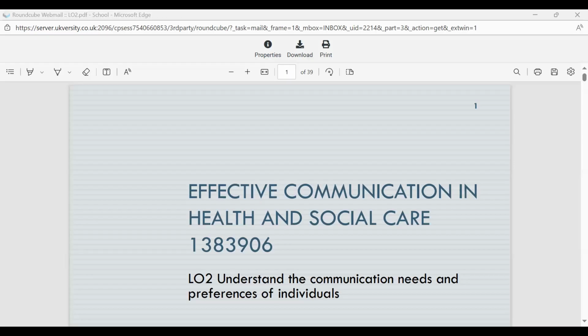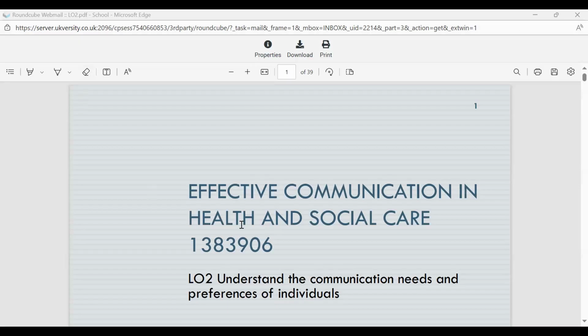We also looked at elements of reducing conflict and supporting continuity of care. So whenever there's a handover, we need to make sure that it's done properly, and also ensure privacy and confidentiality. Today we'll be expanding on certain parts of that.